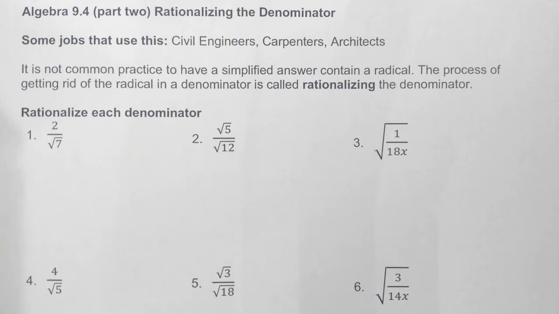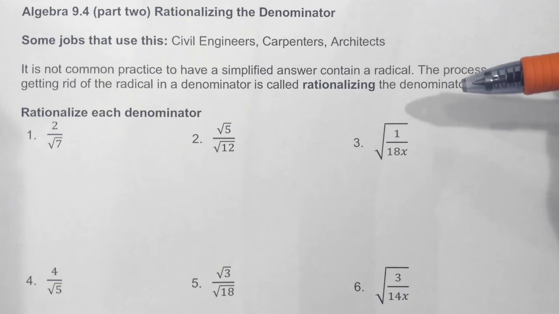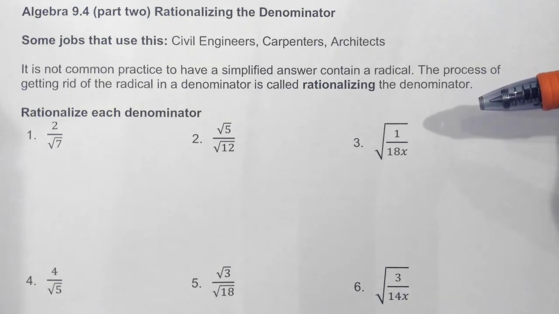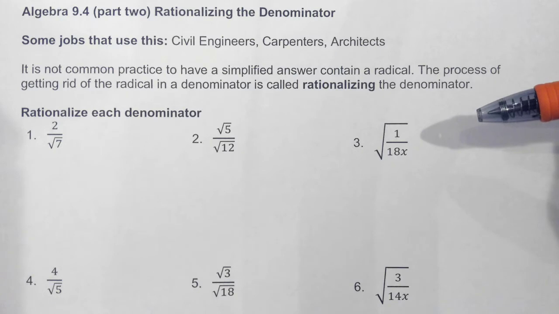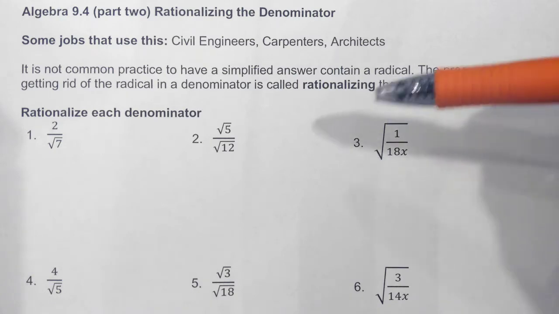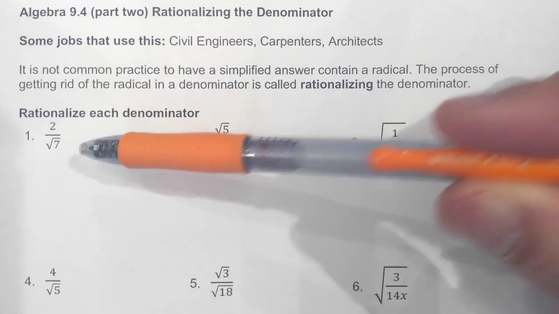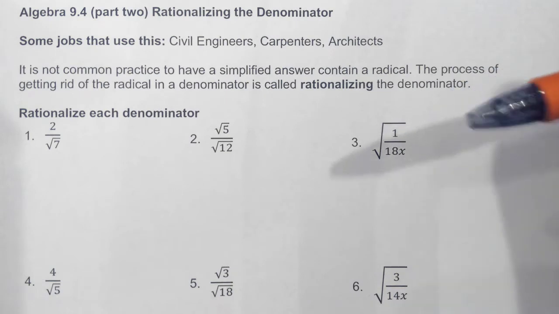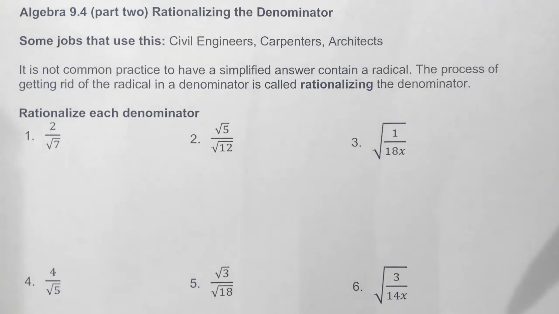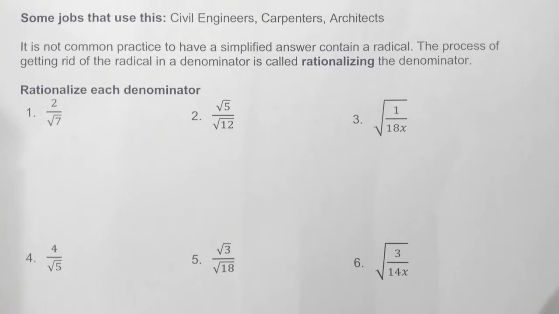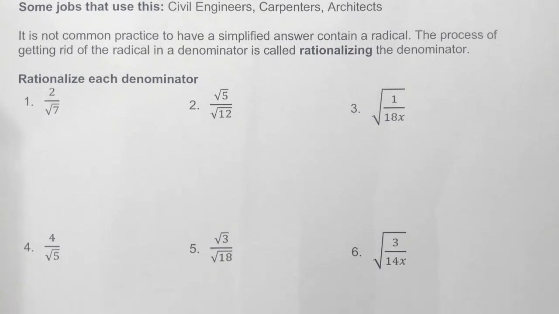So it's not common practice to have a simplified answer that contains a radical in the denominator. Your final answer can't ever have a radical in the denominator. Whenever you get rid of that, it's called rationalizing the denominator. It's a fairly easy process to do. Most of the time you'll just multiply the denominator by itself, and that will get rid of it.